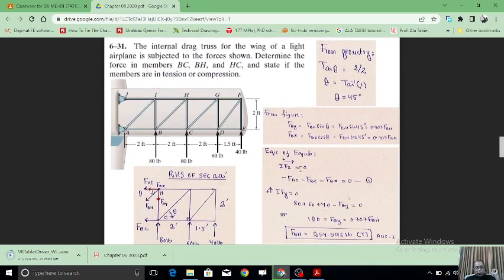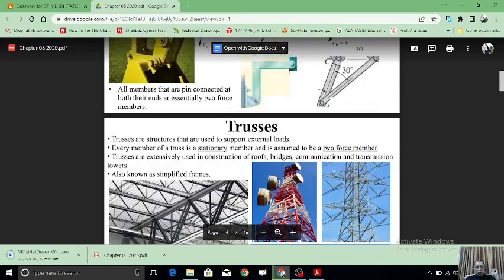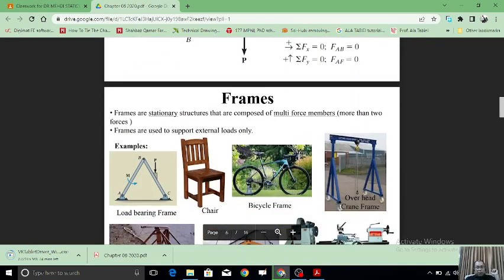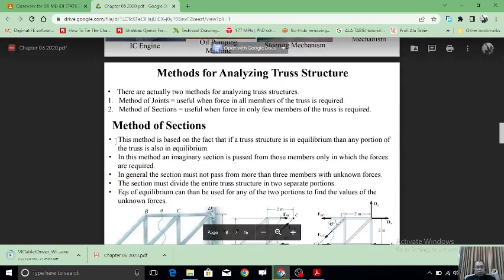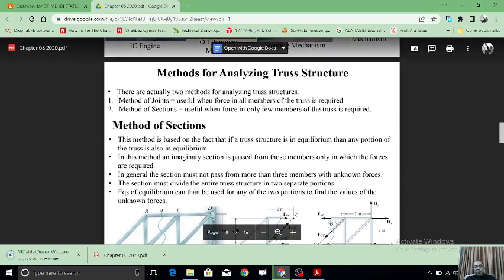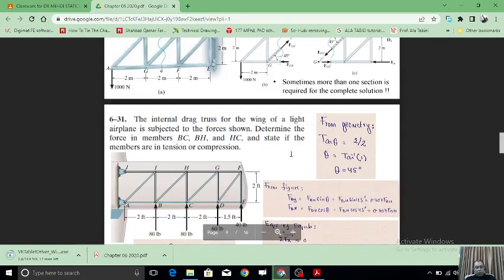You can solve it by means of the method of sections. You've got two methods to solve it. One is called the method of sections, and the other is called the method of joints. The method of sections is used when forces are only required in a few members, and the method of joints when forces in all the members of the truss are required. Both methods have their own importance depending upon your requirement.